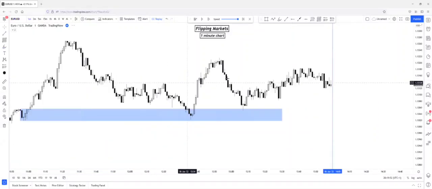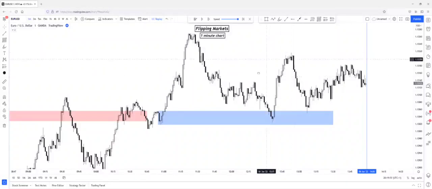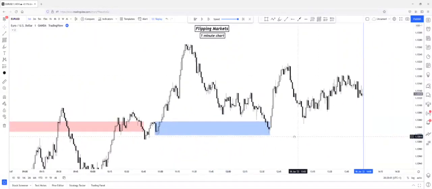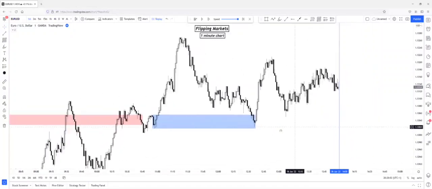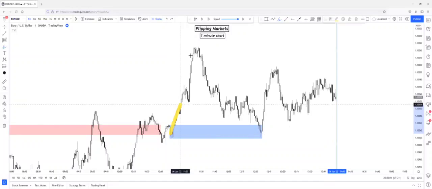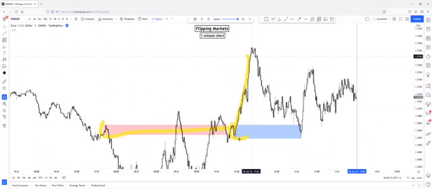Okay, as someone said in the chat, after the 15-minute zone tap, we need a 1-minute change of character. So we are on the 1-minute chart, as you can see. And this was the 15-minute refined to the 5-minute demand zone. And this was the 15-minute flipping movement. As you can see, here's the 15-minute supply zone. Here's the 15-minute demand zone. This was the 15-minute flip, liquidity sweep, everything.